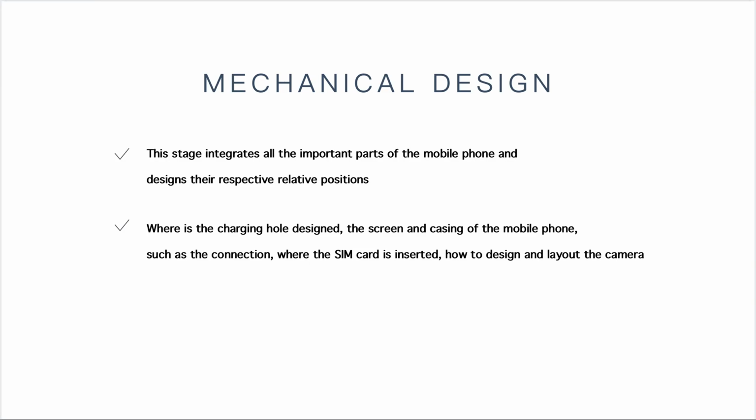And the next stage is mechanical design. Mechanical design is also a vital part of mobile phone production. This stage integrates all the important parts of the mobile phone and designs their respective relative positions. For example, where the headphone is, where the charging hole is, the connection between the screen and casing of the mobile phone, where the SIM card is inserted, how to design the layouts, and the camera. Including early times, if the mobile phone has a flip or slide function, how to design and implement details, whether the flip is smooth and whether the slide is stable are all determined through the mechanical design.